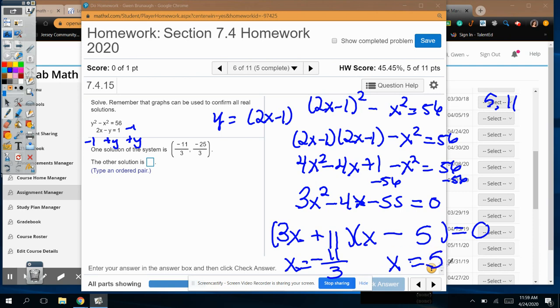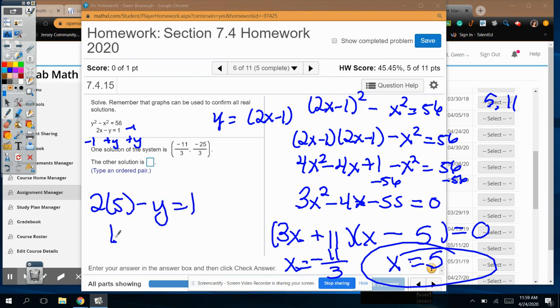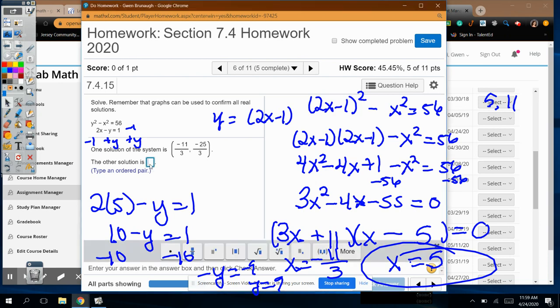So to find the other answer, we're going to plug 5 into this. 2 times 5 minus y equals 1. 10 minus y equals 1. Negative y equals negative 9, so y equals positive 9. So the other one is (5, 9). They did half the work for me, which made me a little confused. But that's what we got here, (5, 9).